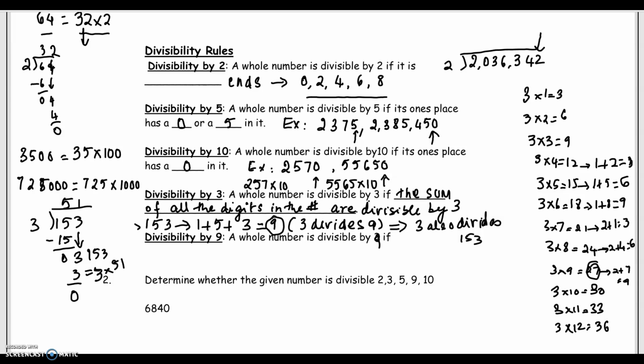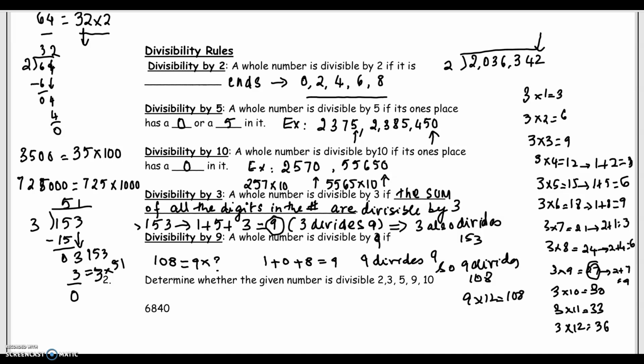Now, divisibility by 9 is very similar. So just let's look at the number 108. If we want to check if 9 divides 108, does 9 go into 108? Take the digits. 1 plus 0 plus 8 is 9. 9 divides 9, obviously. 9 times 1 is 9. So you know that 9 divides 108. 9 times 12 is 108 if you did the long division or if you remember the multiplication tables.